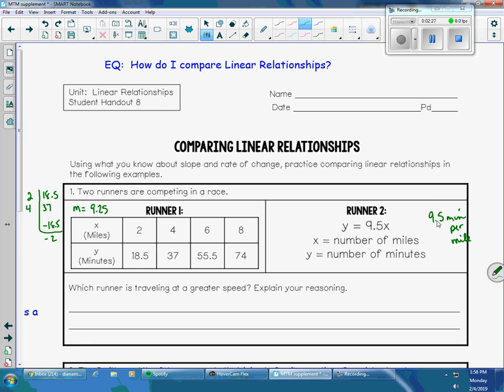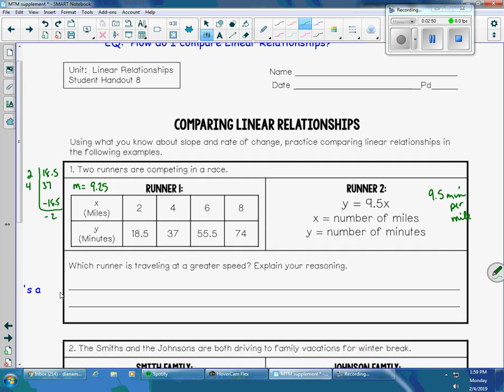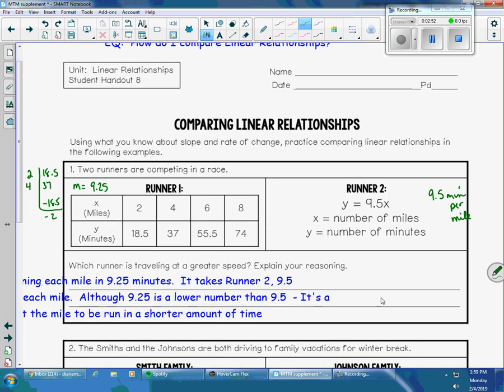I want to be able to look at them side by side and figure out which one is larger and which one is smaller. Now they're running a race. So if I say runner 1 is running 9.25, it's taking her 9.25 minutes per mile, and runner 2 is 9.5 minutes per mile, who's running faster? Okay.